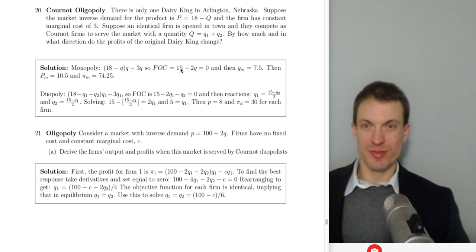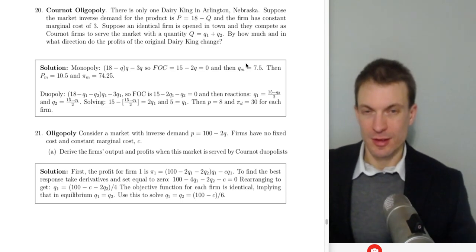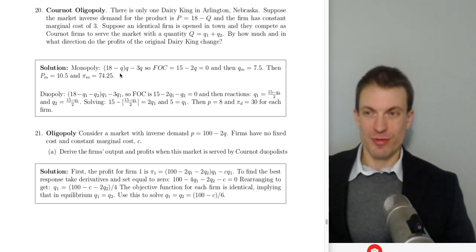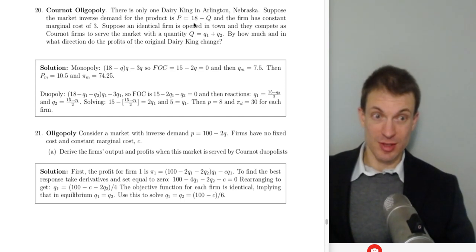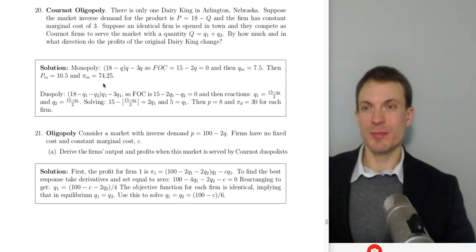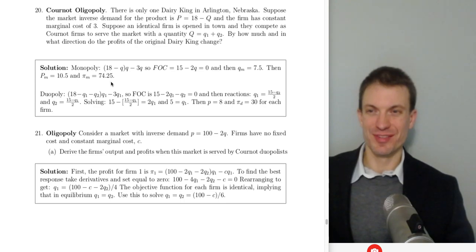Right, what's this 15 doing there? That was the marginal cost of 3. So 18 minus 3 is 15 minus 2Q. So monopoly quantity is 7.5. If the monopoly quantity is 7.5, monopoly price is 10.5 because 7.5 plus 10.5 is 18. And monopoly profits are 74.25.